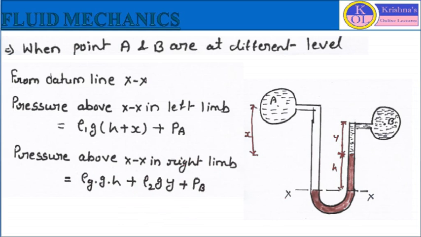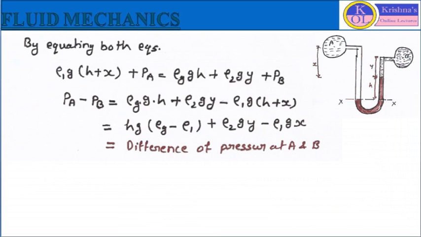Now, as per Pascal's law, we will equate these two pressures, these two equations, and then simplify. The difference of pressure PA minus PB will be HG (ρg minus ρ1) plus ρ2 gy minus ρ1 gx. So this is the difference of pressure at points A and B.